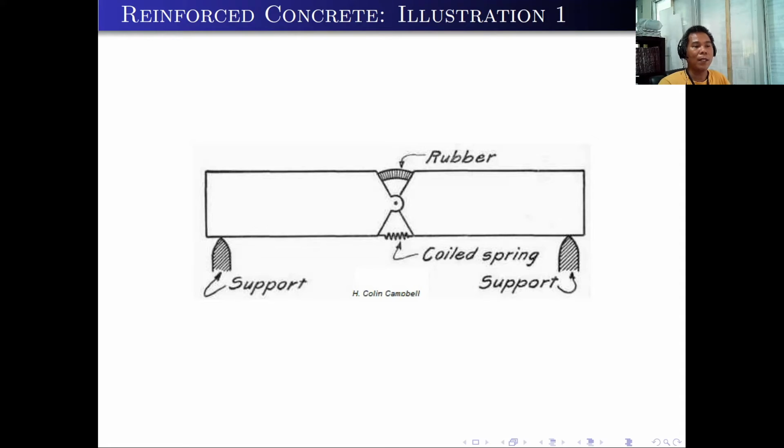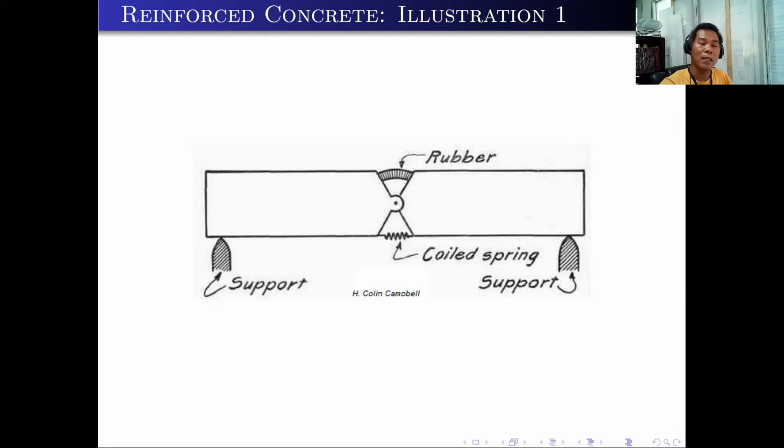This bending tends to close the gap at the top where the piece of rubber is inserted, and to make the gap at the bottom widen where the coil spring is inserted. In other words, the rubber will be compressed while the spring will be stretched. The spring will receive a tensile strain and have the tendency to resist the bending.